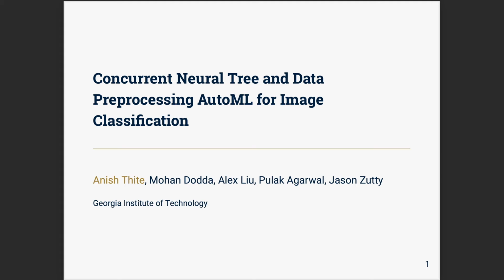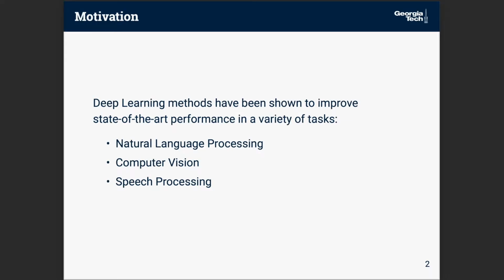I'm part of a team from the Georgia Institute of Technology, and today I'll be discussing concurrent neural tree and data preprocessing AutoML for image classification. Deep learning methods have been shown to improve state-of-the-art performance in a variety of tasks, including natural language processing, computer vision, and speech processing.